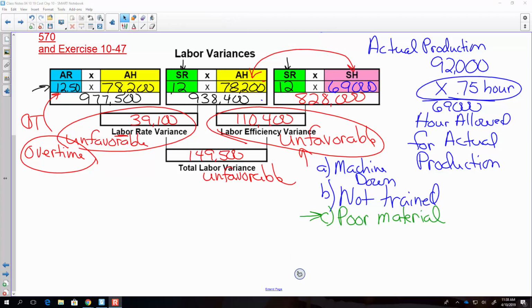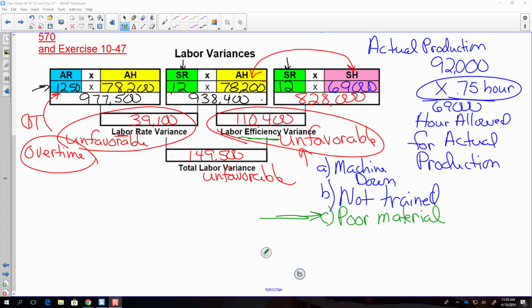I forgot one other reason that we could have this inefficient labor force, and I added it at the end here. In a lot of cases, some things are out of production's control, and one is material quality. So, for instance, if we gave them poor material to work on, maybe it took longer to use, or it didn't work out and they had to start all over. So that could be another reason why we had these large variances here.